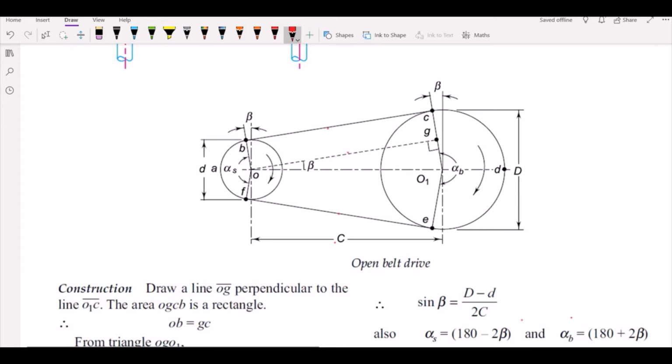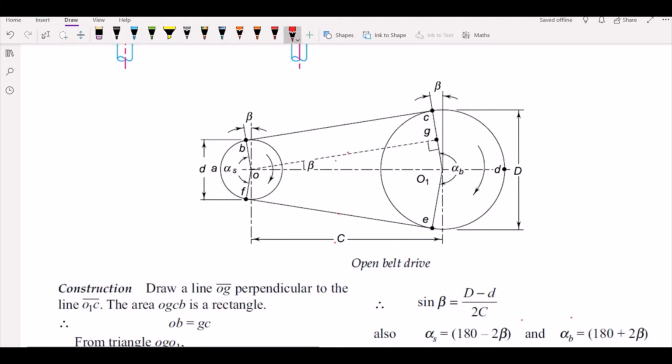Here, by drawing a line joining the point B to C, you get a rectangle, BOCG, where the distance OB and the distance CG are the same.